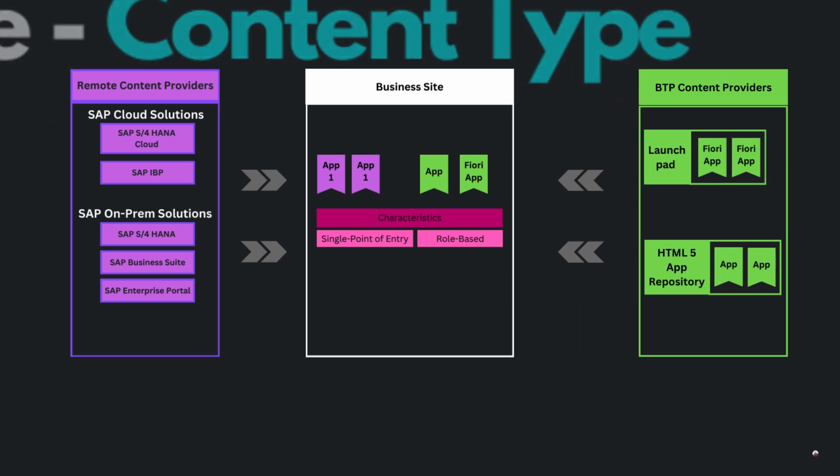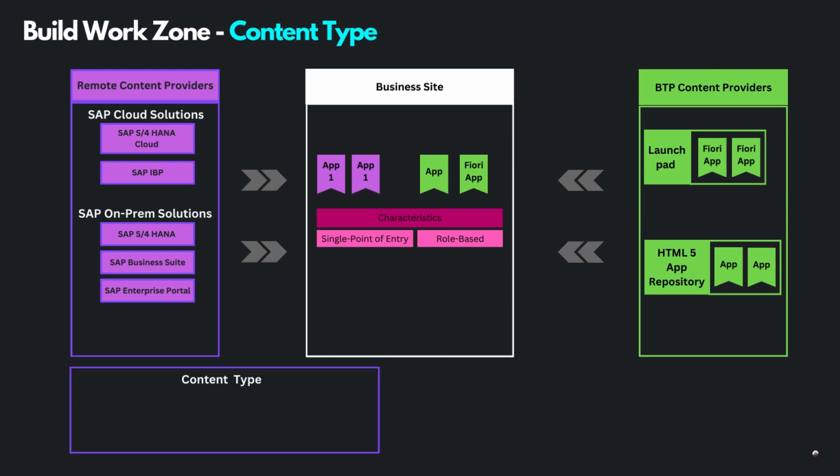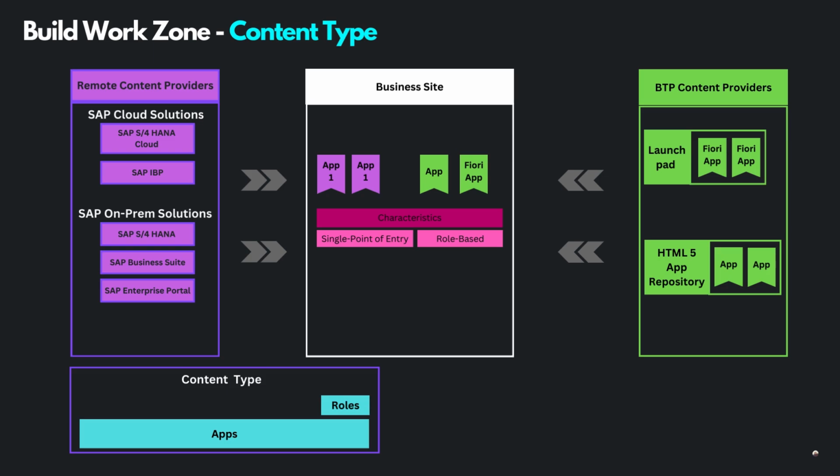Now let's understand content type. When I use the word content, it is not just applications that can be imported from a provider into the business site. There are other artifacts also that can be added. For example, you may have defined some roles in your on-premise SAP system. And of course, we don't want to redefine all those roles when you set up your business site. So the Build Work Zone allows you to import already existing roles from your provider into the business site. This makes our lives much easier.